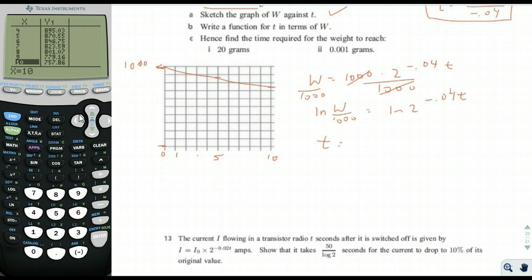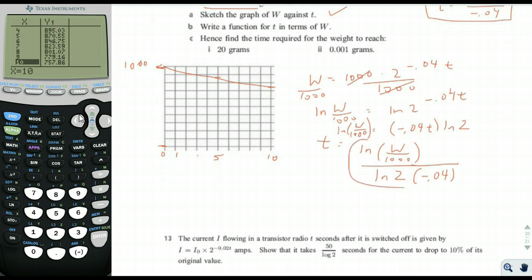Okay, now, natural log of 2 to the negative 0.04t. Remember, you can take the exponent down because of one of the log rules. And here you have the natural log of w divided by 1,000. Okay. So t is equal to the natural log of w divided by 1,000, divided by natural log of 2, divided by negative 0.04.